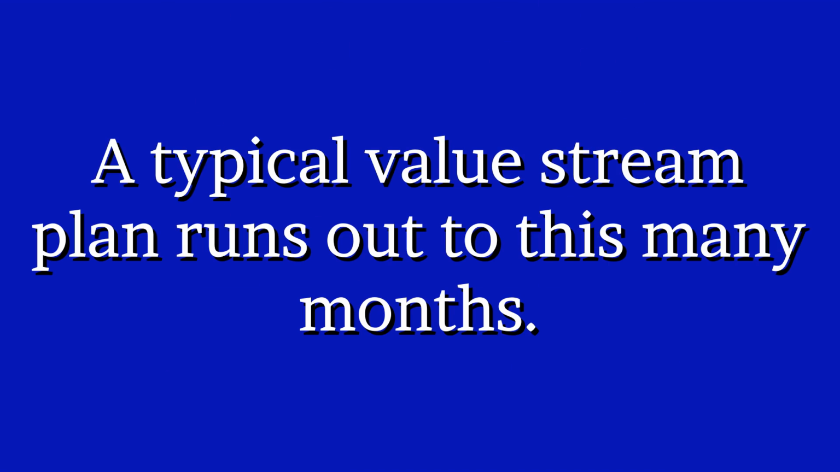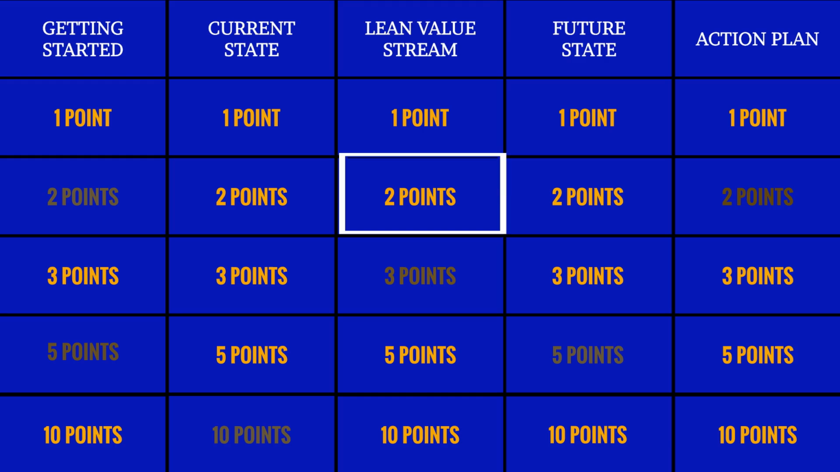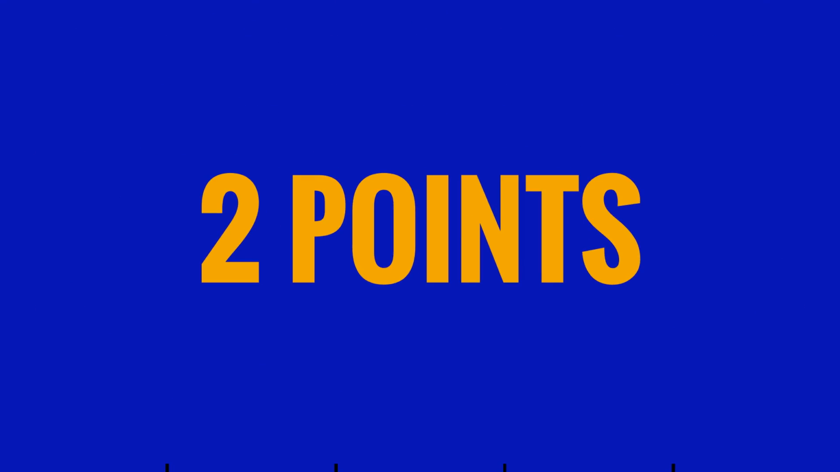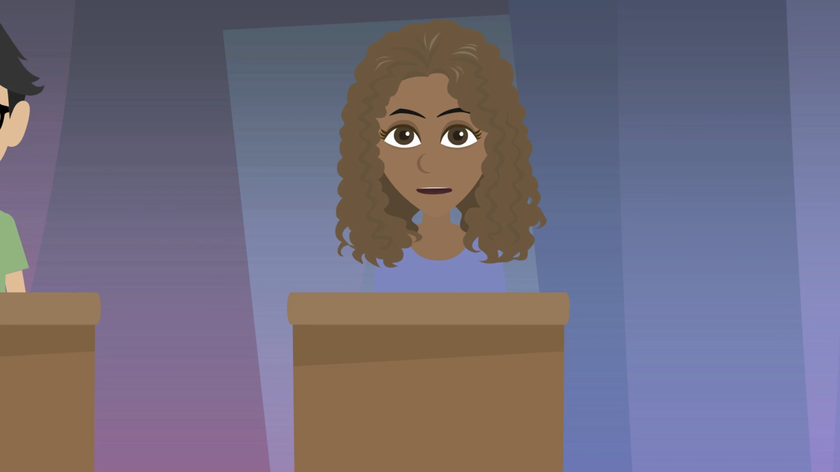A typical value stream plan runs out to this many months. What is 12? A lean value stream should distribute work evenly over time, called this in Japanese. What is Hijunka?